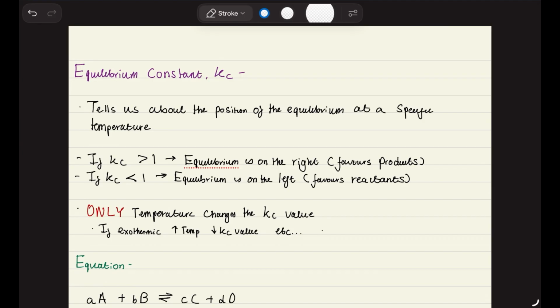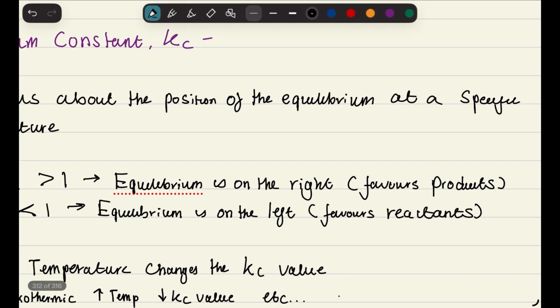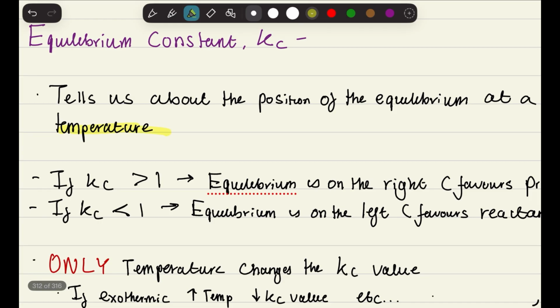Okay, and we've got to talk about the equilibrium constant, Kc. What the equilibrium constant tells us, and I think it's poorly understood, is where the position of the equilibrium is at a specific temperature. And I cannot emphasize enough, at a specific temperature. Very, very important that you know it's a specific temperature. Now, if our Kc is greater than 1, it means the equilibrium is shifted to the right, towards the products. If it's less than 1, it's to the left, towards the reactants. If it is 1, equilibrium is bang in the center.